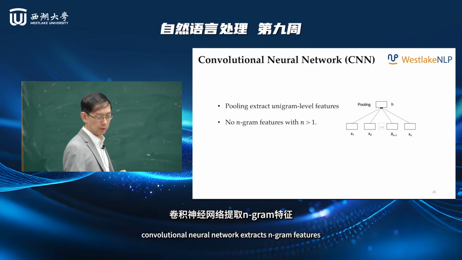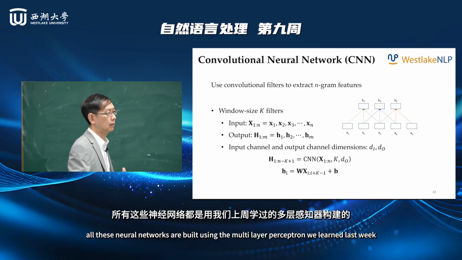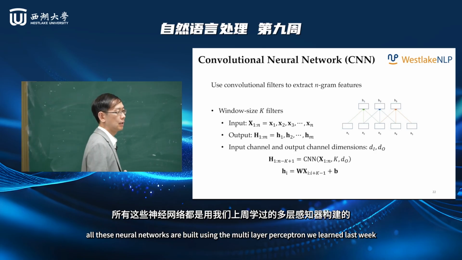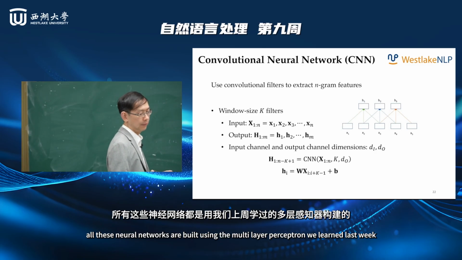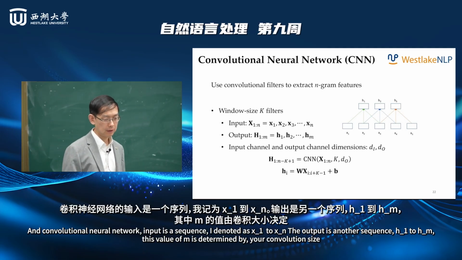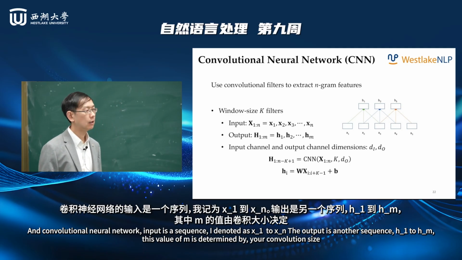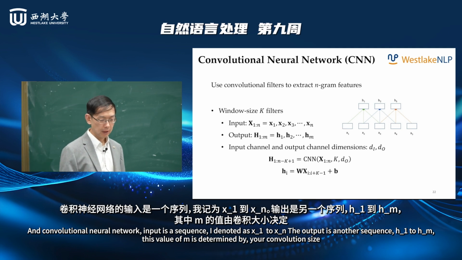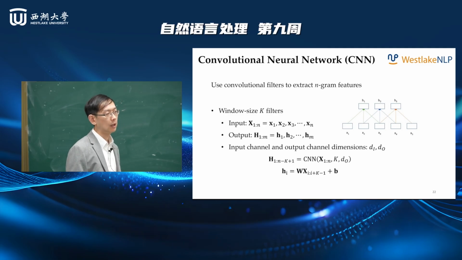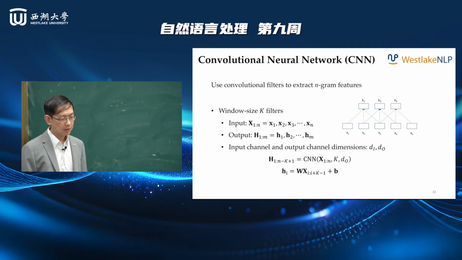So convolutional neural network extracts n-gram features. All these neural networks are built using the multi-layer perceptron we learned last week. In a convolutional neural network, the input is a sequence, which I denote as x1 to xn. Now the output is another sequence, h1 to hm. This value of m is determined by your convolution size. What do I mean by convolution size?